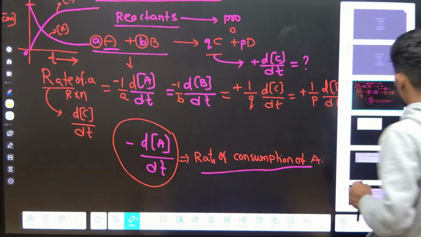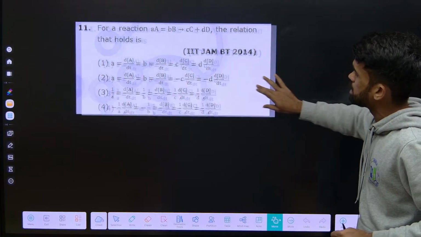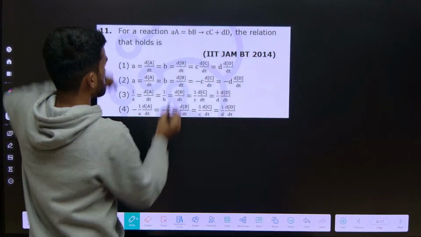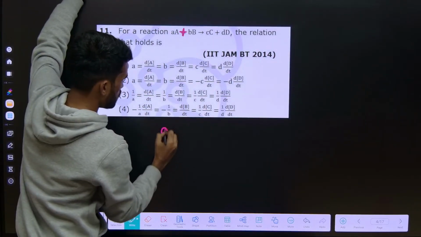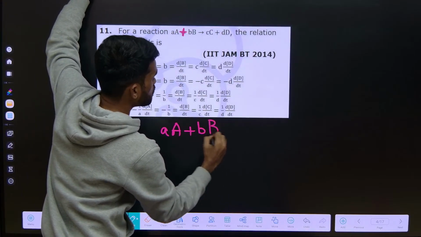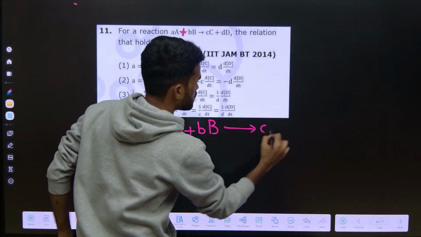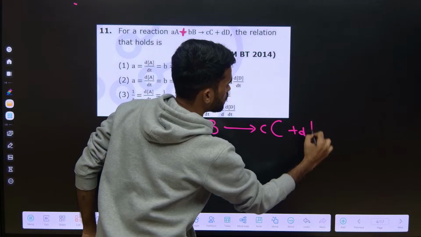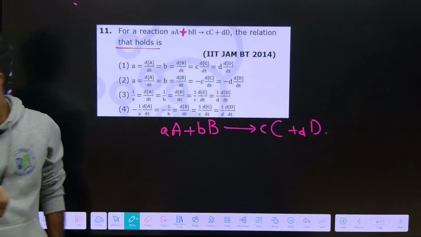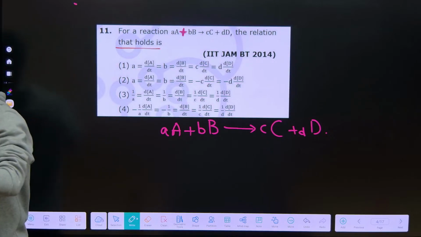Let me show you one question on this. See how easy it is. In 2014 they asked this type of question. Just look at the reaction. This is a chemical reaction given here. Small a indicates the stoichiometric coefficient and capital A, B, C indicate the reactants and products. This is forming C plus D. So tell me the relation that holds for this particular reaction. How can you write this? Very simple, I know you can easily answer this.